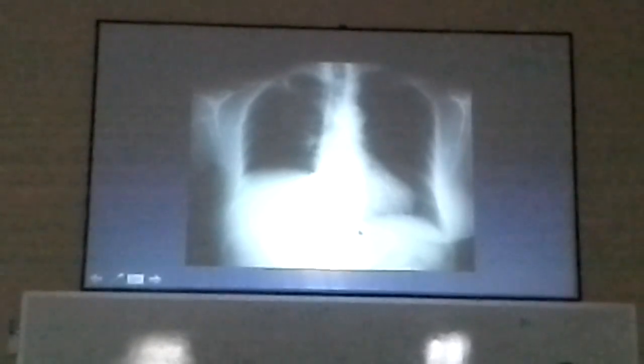What about this? Hydropneumothorax. No. There is raised hemidiaphragm. Right hemidiaphragm is raised. I told you the difference between the two diaphragms should not be more than 3 centimeter. So it is more than 3 centimeter. If one diaphragm is raised, we say elevated hemidiaphragm. There are many causes. Just remember one or two causes.